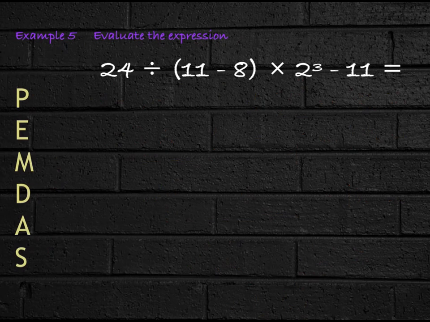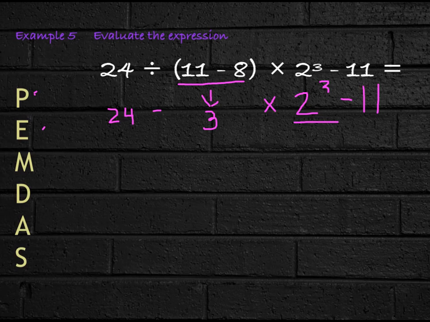Let's look at that. Okay, start at the beginning of PEMDAS again. Parentheses are first. Okay, whoa. Let's get our parentheses first. Do we have parentheses? We do. 11 minus 8 would be 3. Now we can copy the rest of the problem straight down.